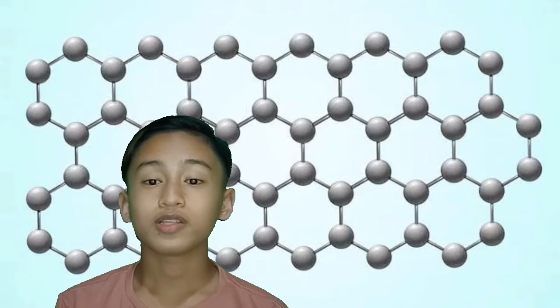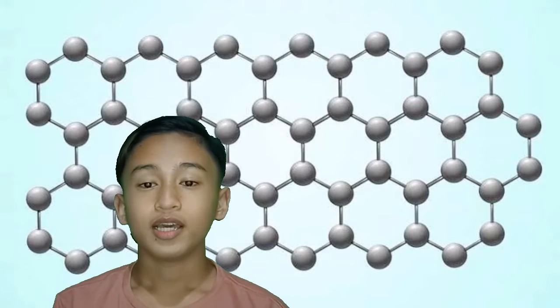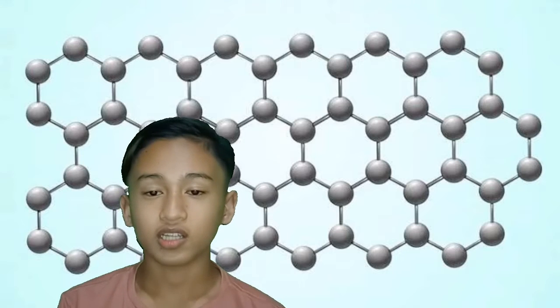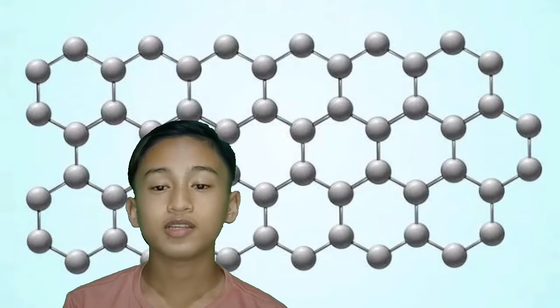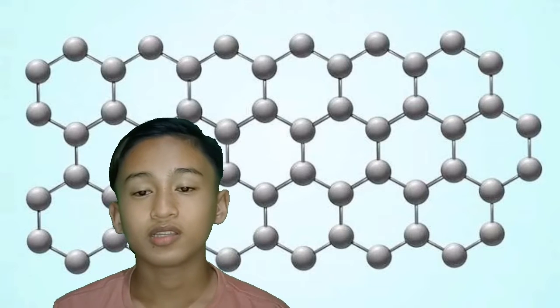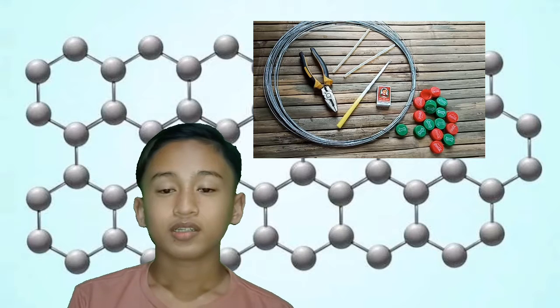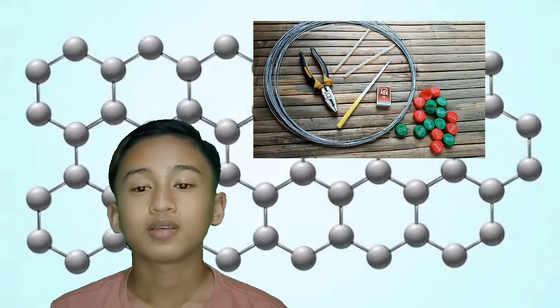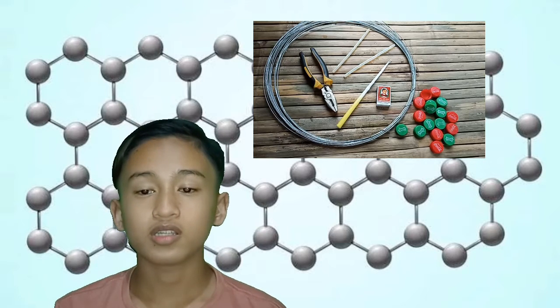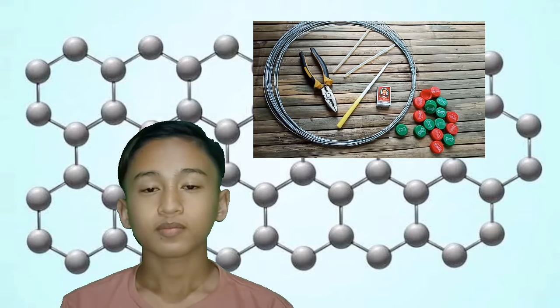Today we are going to make and discuss the atomic structure of carbon and the importance of carbon in our life. First, we need to gather some materials to come up with this atomic structure. We need some tie wire, colored plastic cups, pliers, glue sticks, a fire match, and a candle.